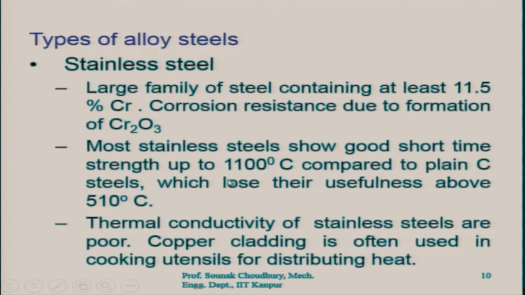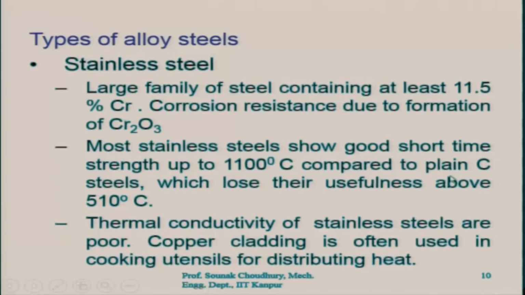So, you can see the effect of the alloying materials. It is the same steel, and by adding a very small percentage of alloying material, what we are doing is that plain carbon steel cannot withstand more than 510 degree centigrade, because it loses its strength. And in this case, the alloying material, stainless steel for example, can withstand even 1100 degree centigrade. So, more than twice of that.